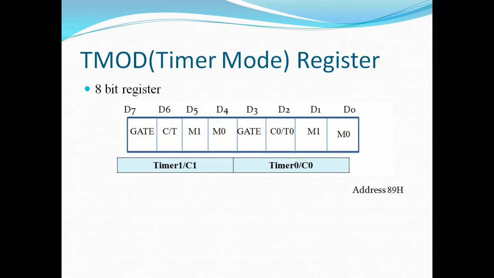Again from D3 to D0, as you can see, there are the same bits named gate, C/T, M1 and M0. As it is an 8-bit register, the lower 4 bits are for timer or counter 0, and the higher 4 bits are for timer 1 or counter 1. Whichever you want to select, either timer 0 or timer 1, according to that you are going to set the bits of this register accordingly.